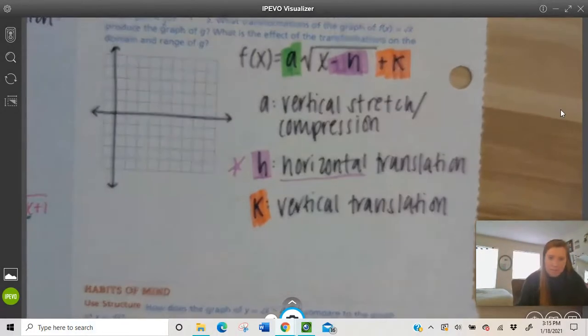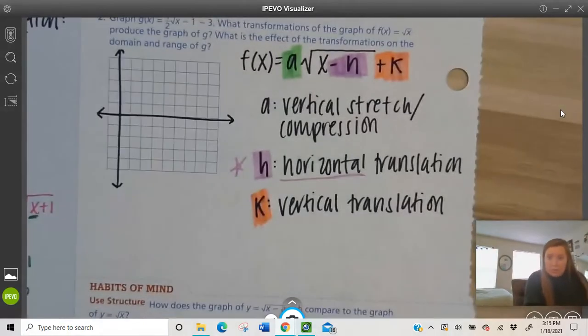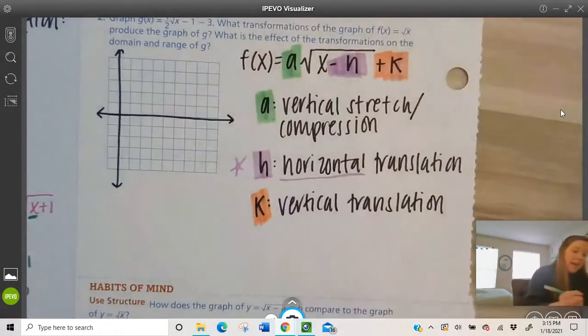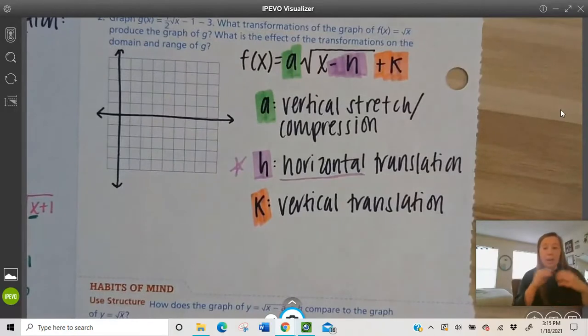So my thing got a little bit blurry there. Oh, good. Okay. So if A is a positive whole number, if it's greater than 1, it's going to stretch our function. And if A is a fraction in front of it, it's going to compress our function.